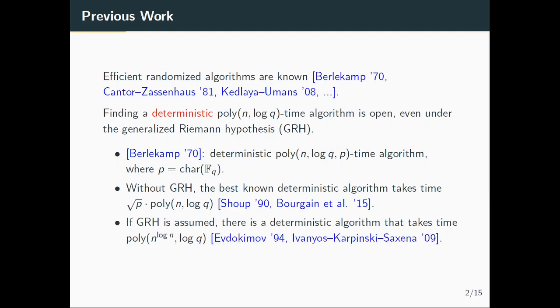If we do assume GRH, then there is another algorithm given by Evdokimov that runs in deterministic time polynomial in n to the log n, log q. So this is a quasi-polynomial time algorithm, and this algorithm was later extended by Ivanyos-Karpinski-Saxena, or IKS, and I will get back to this algorithm later.